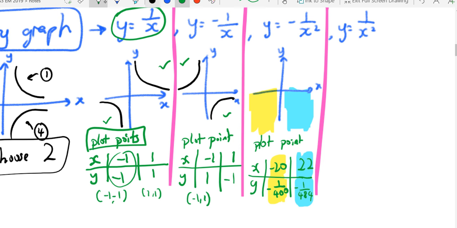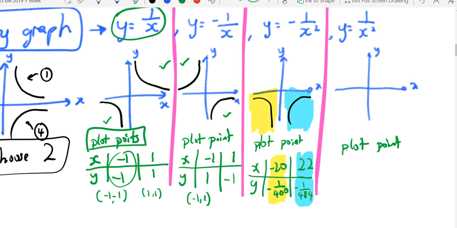Now, last one. What about this? No, I don't care where the point is. I just need to know where is the area. Which quadrant, which sector, which side. So this is minus 1 and 1. I still try minus 1 and 1.